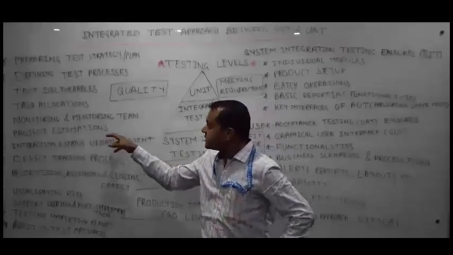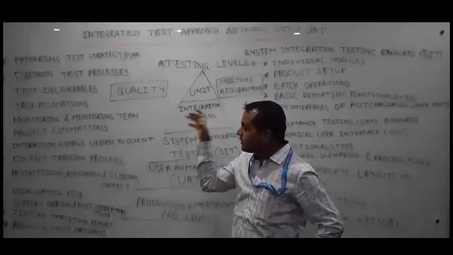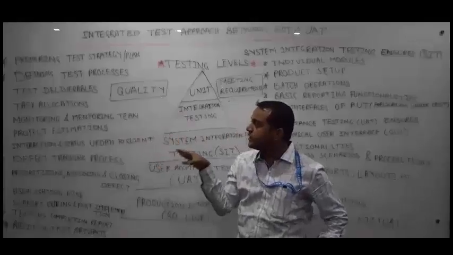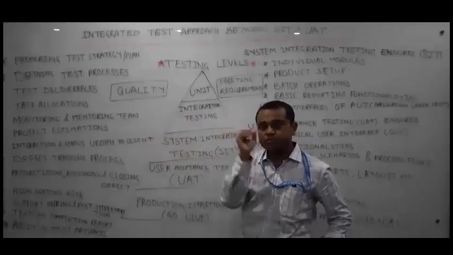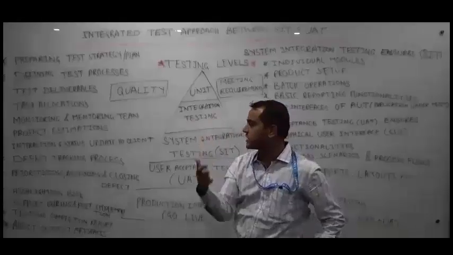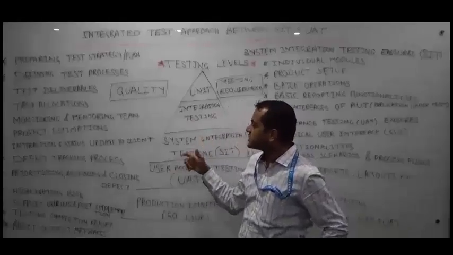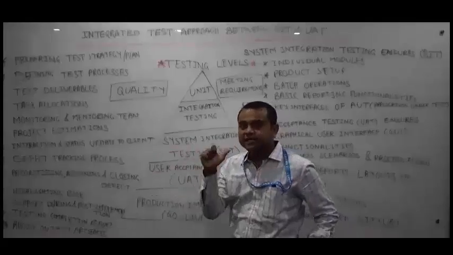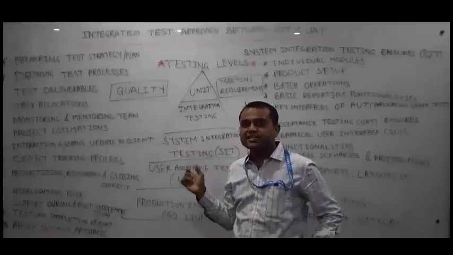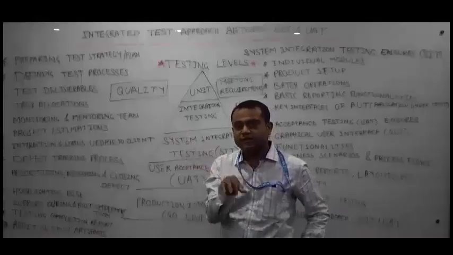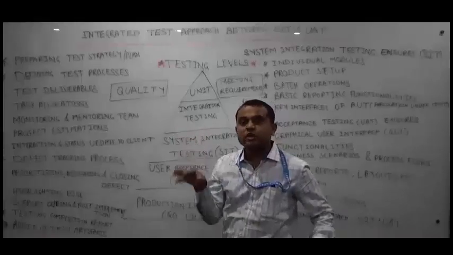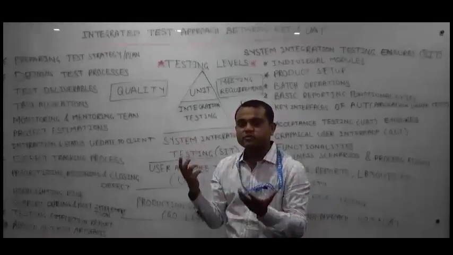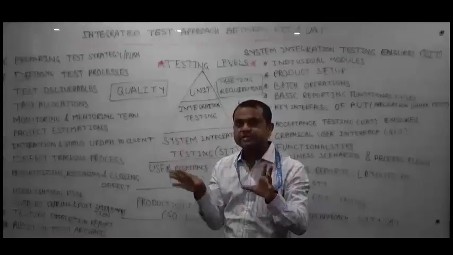Then project estimations. Based on the scope of SIT and UAT, combined project estimations will be provided to the stakeholders. Then interaction and status update to the client. So client is one only, but in previous scenarios, SIT was sending their daily status mail, then UAT was also sending status mail. So client has to check 2 mails whether both testing teams are on track or not.